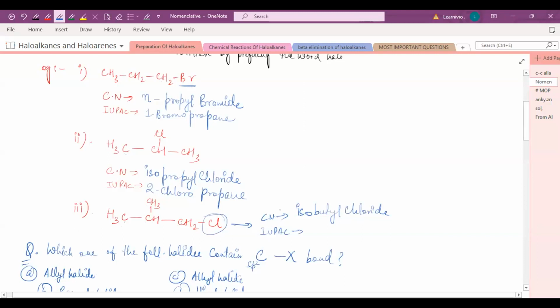1, 2, 3 carbon, right? Isobutyl, ये सारे groups का इसका क्या नाम हो गया? It's isobutyl. And after that, there is a chlorine group. So we will write chloride. IUPAC name? 1-chloro-2-methylpropane.